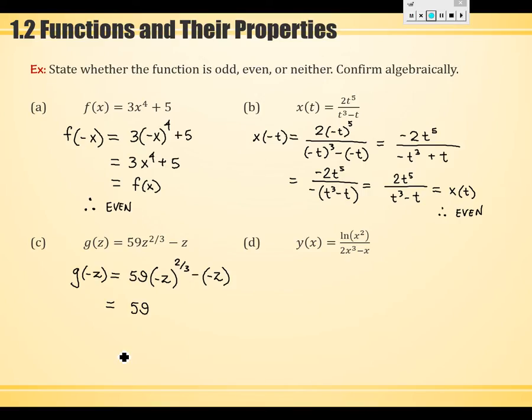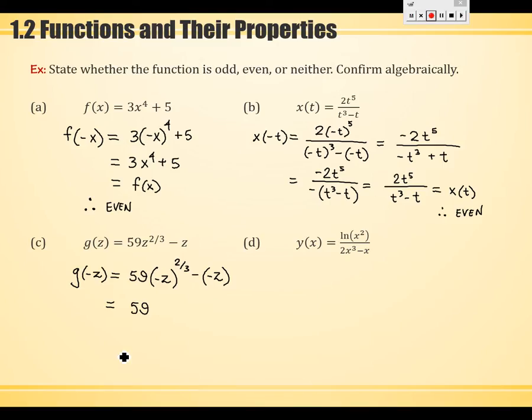Remember, just to be clear, what I mean is, if we plug in negative z, do we get something in the end that's just the original function itself, g of z? If so, then it's even. If we get something that's exactly the opposite, that is the original function with a negative applied to the whole thing, then that's odd. And if neither of those things happen, then we've established that it's neither. Okay, so you think that's what's going to happen?